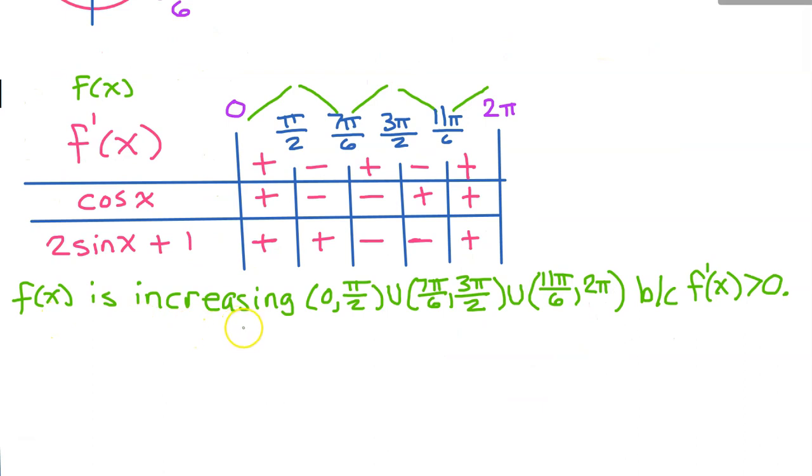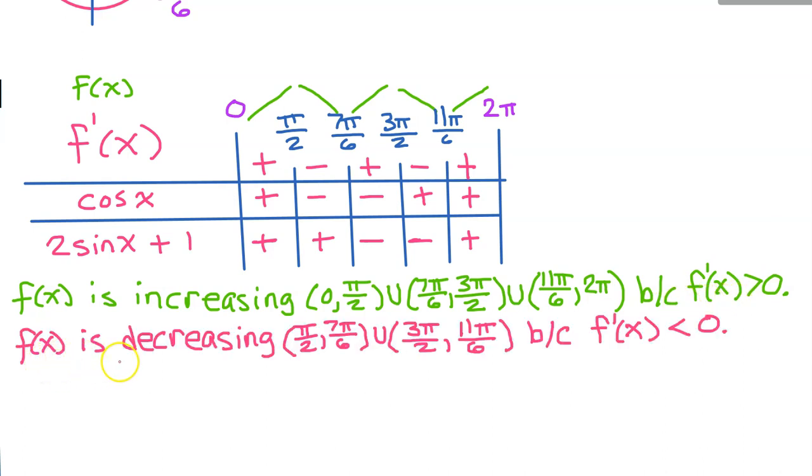Let's start with the increasing intervals. F of x is increasing from 0 to pi over 2, and from 7 pi over 6 to 3 pi over 2, and from 11 pi over 6 to 2 pi, because f prime is positive. Don't forget your justification. F of x is decreasing from pi over 2 to 7 pi over 6, and from 3 pi over 2 to 11 pi over 6, because f prime is negative.